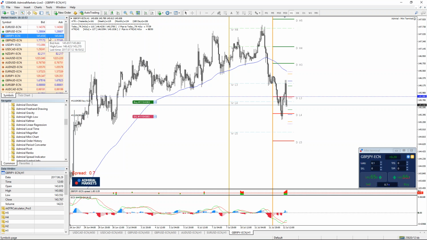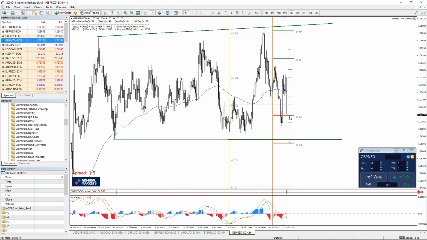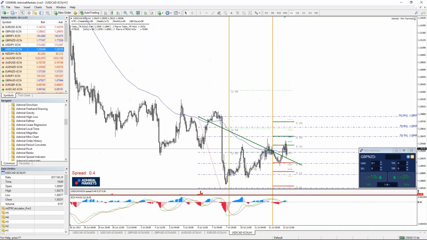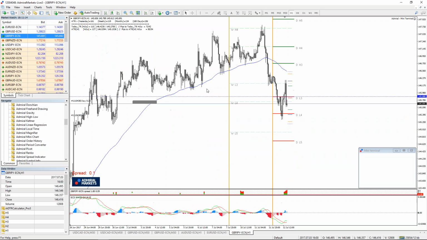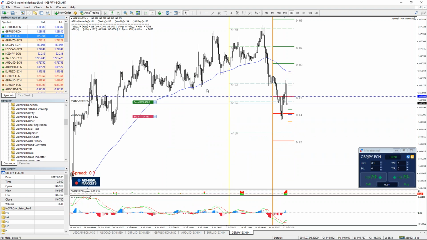Let's see, pound yen is currently ongoing. Pound New Zealand is really dropping like a stone now. Dollar CAD, we are not touching it. This could reject here. You see, it could go up, but it's a bit risky now, so we don't want to touch it. Dollar yen, we are monitoring dollar yen.